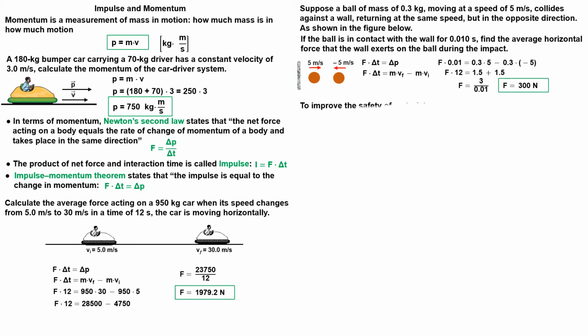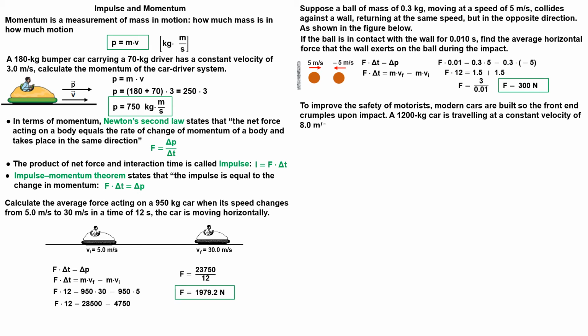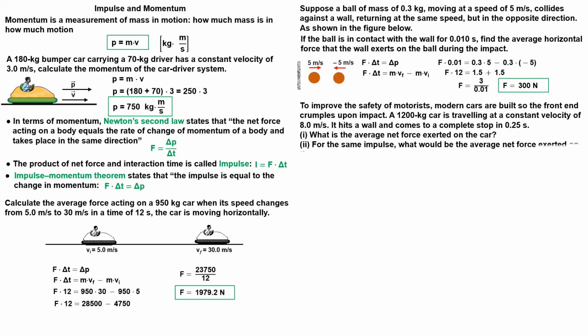To improve the safety of motorists, modern cars are built so the front end crumples upon impact. A 1,200 kilogram car is traveling at a constant velocity of 8 meters per second. It hits a wall and comes to a complete stop in 0.25 seconds. What is the average net force exerted on the car? For the same impulse, what would be the average net force exerted on the car if it had a rigid bumper and frame that stopped the car in 0.040 seconds?